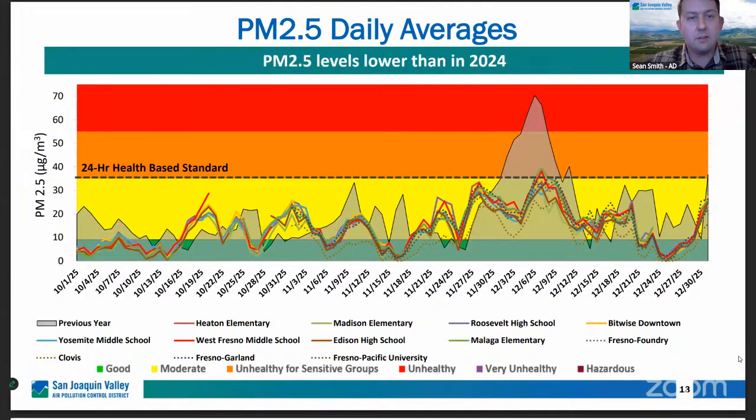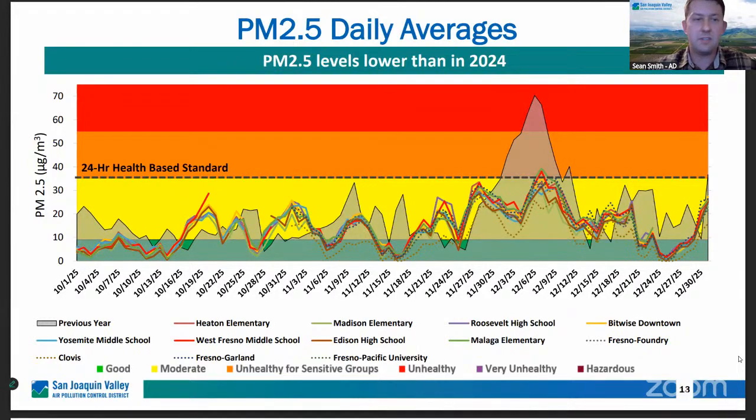And the other colors you'll see layered in the background are the respective air quality categories. So you'll have good in green. Yellow is the moderate category. Orange is unhealthy for sensitive groups, and the red is unhealthy. And we don't even get into the very unhealthy or hazardous for 2024 or 2025.